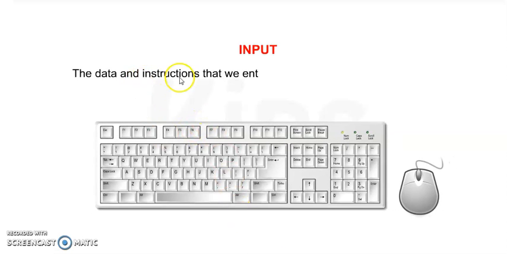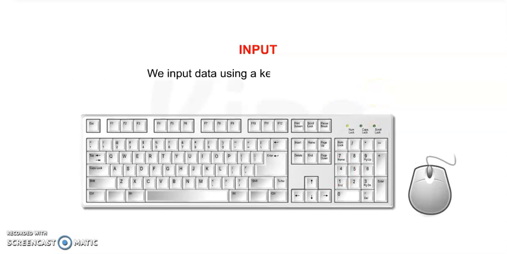Okay children, now next, what is input? Okay, the data and instructions. What is the data and instruction? Any number, any letter, any symbol. It can be data. Okay, data and instructions that we enter into the computer are called input. Whatever instructions and orders or any syntax for calculation, any digits for calculation, everything is called data. We input data with input units, like I have explained about the input units of a computer. It can be keyboard and mouse. So we input data using a keyboard and mouse.